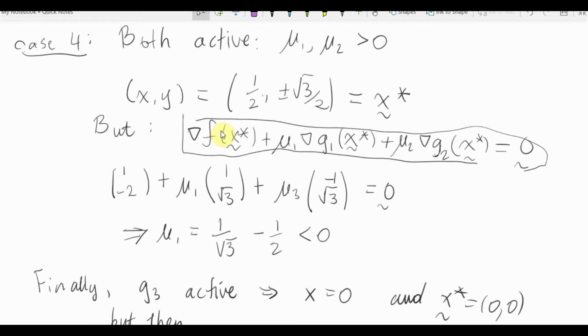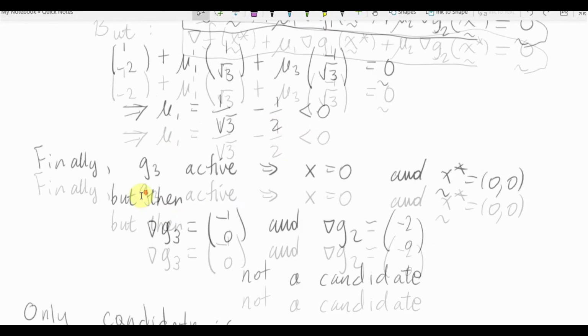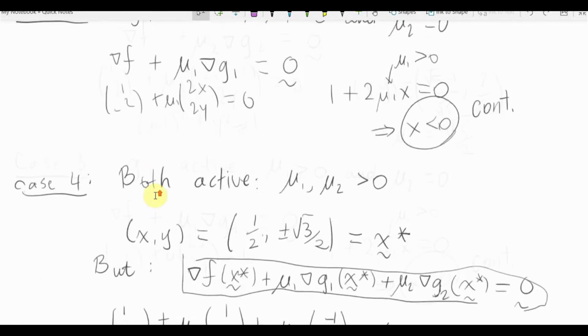Now I'm claiming that these two points of intersection are candidates for the minimizers, and in particular they should satisfy the first order necessary conditions. That is what I've written up above in the box. However, notice now that if you know the points, you have a system of two linear equations in terms of the Lagrange multipliers, and if you solve this system, you end up getting that mu1 is negative, contradicting our assumption that they must both be positive.